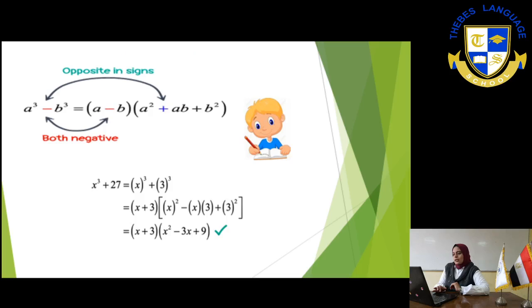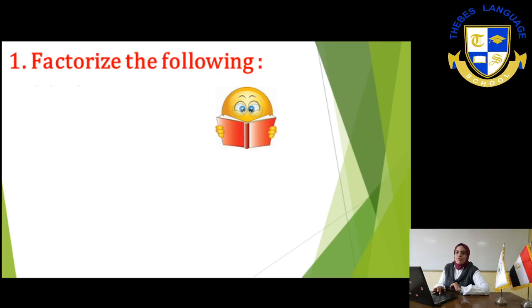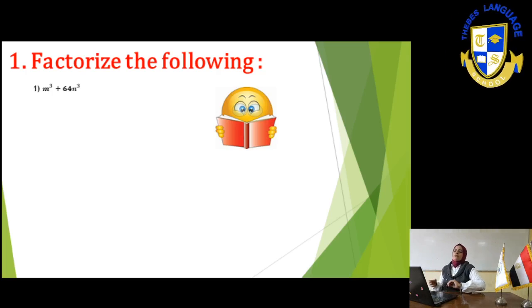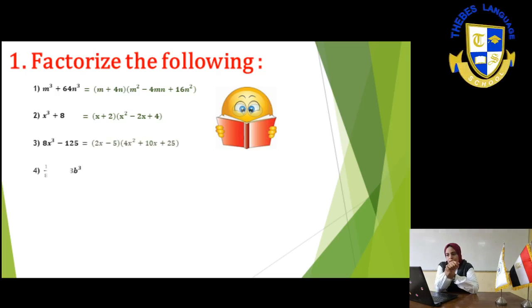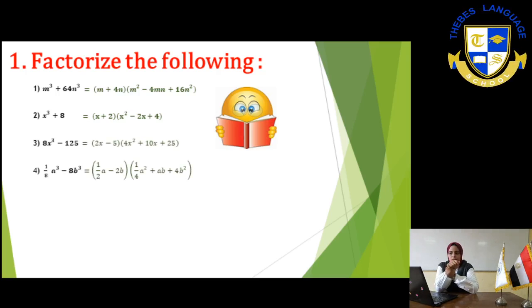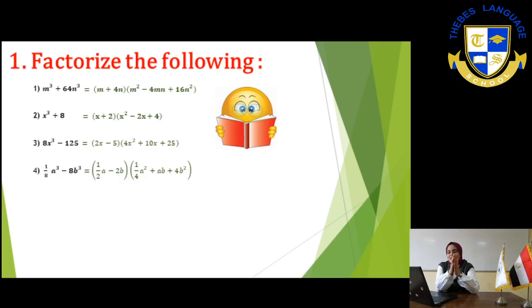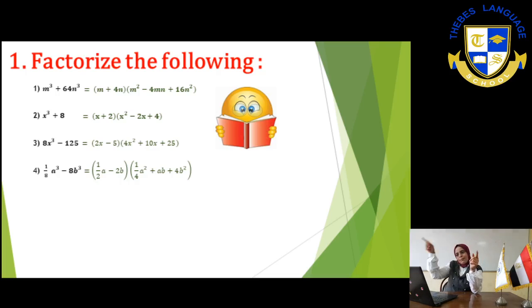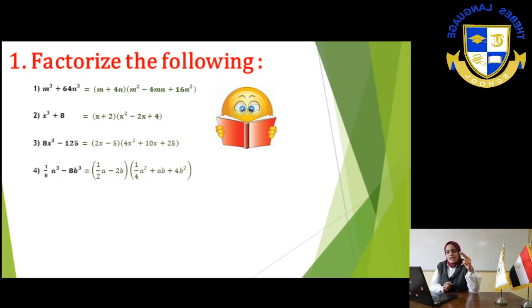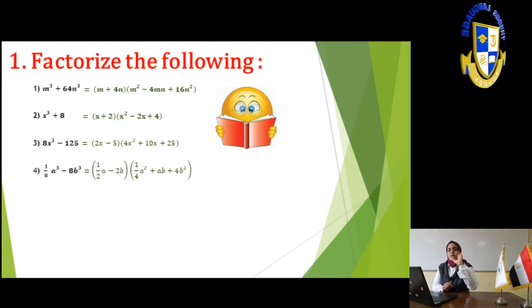Let's move to slide number 4. Factorize the following. We have here many examples. Let's see, for example, number 1, m to the power 3 plus 64 n to the power 3. As we studied before, we will factorize the first term. It will be m power 3, it will be m. And for 64 n to the power 3, we will take the cubic root of 64 n to the power 3.